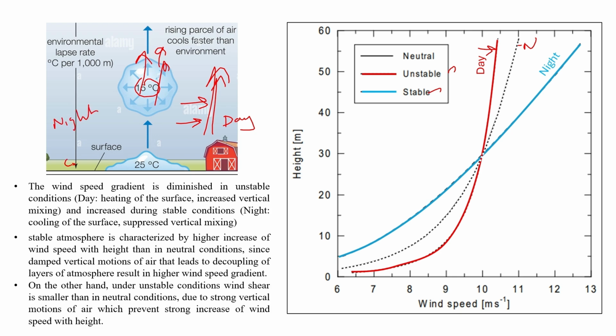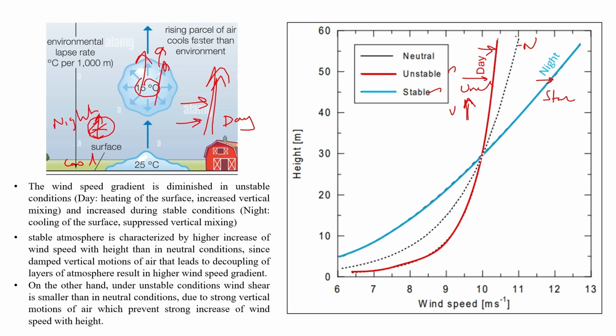Okay, so the surface is very cool, so there is no movement of air parcels above and below. Due to these stable atmospheric conditions, the velocity is increasing at night compared to neutral. At night we have the stable atmosphere, and during the day we have the unstable atmosphere due to vertical air motion. So during the day velocity is less, during the night velocity is high at some altitudes, compared to the neutral.